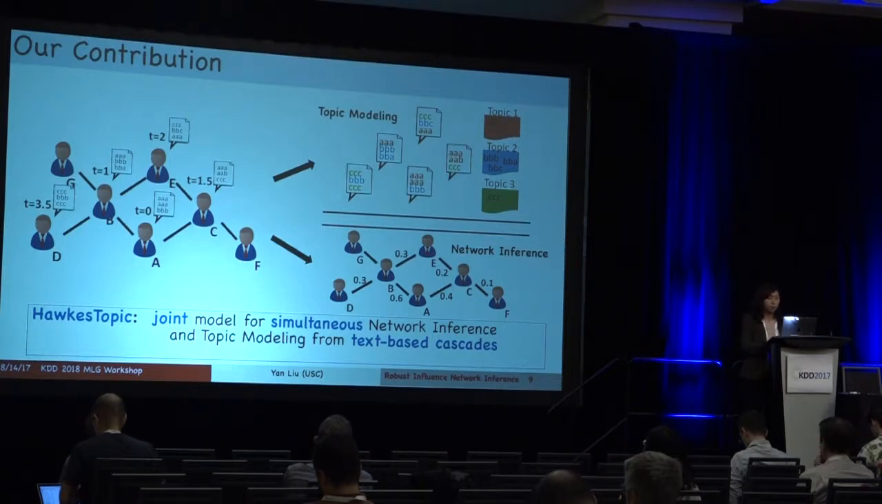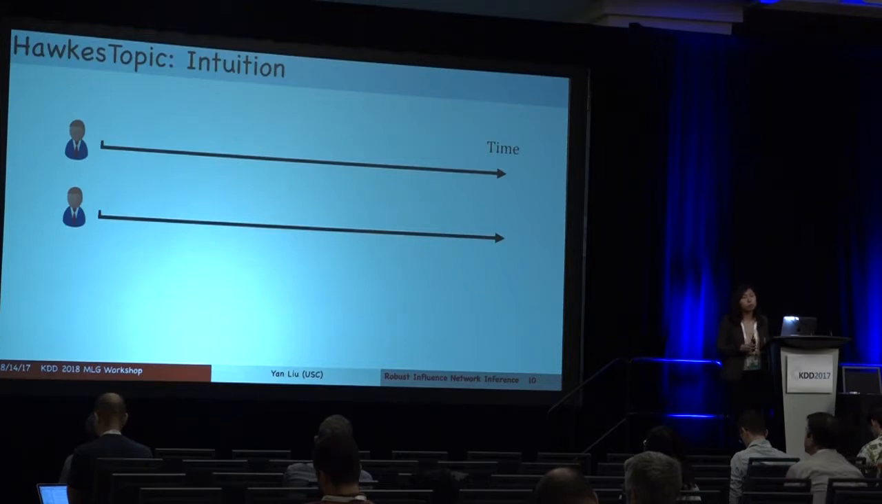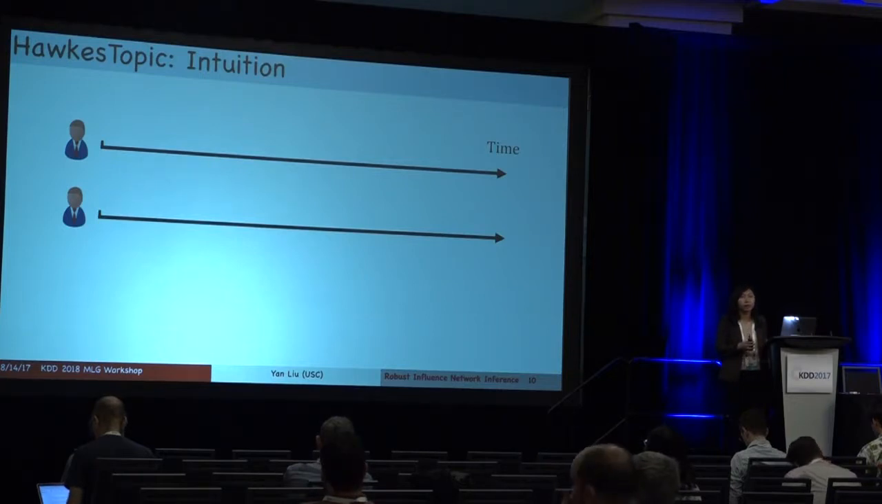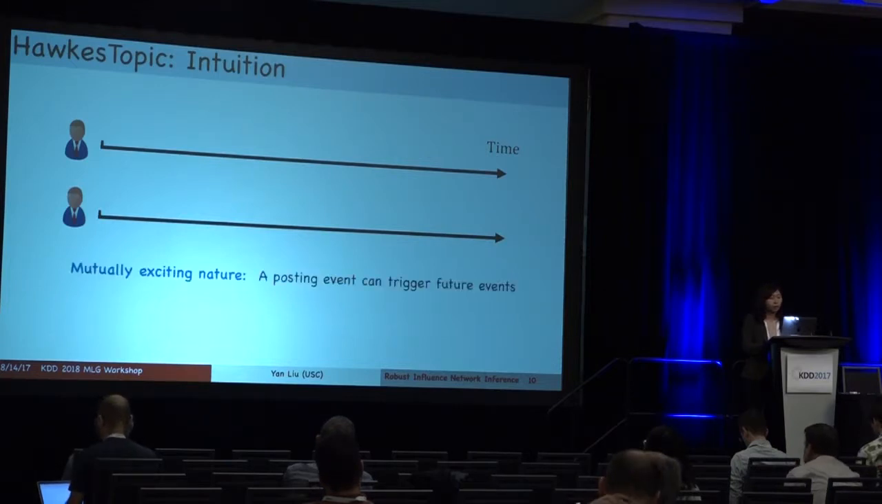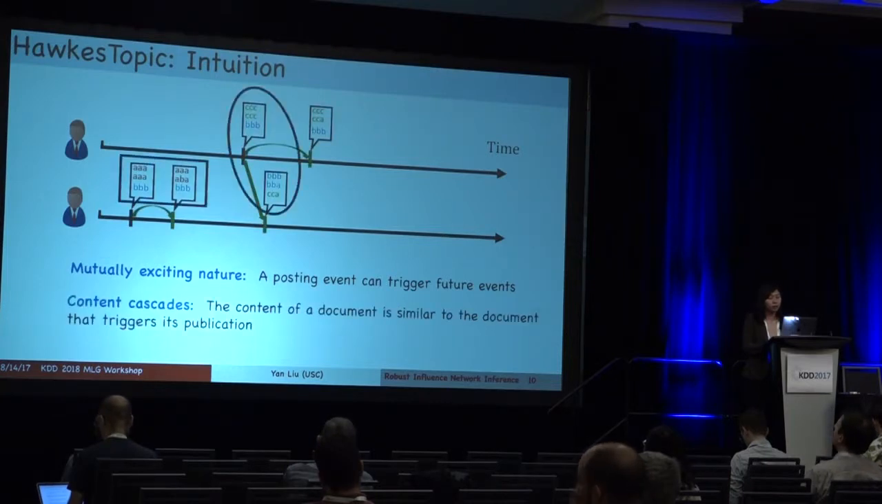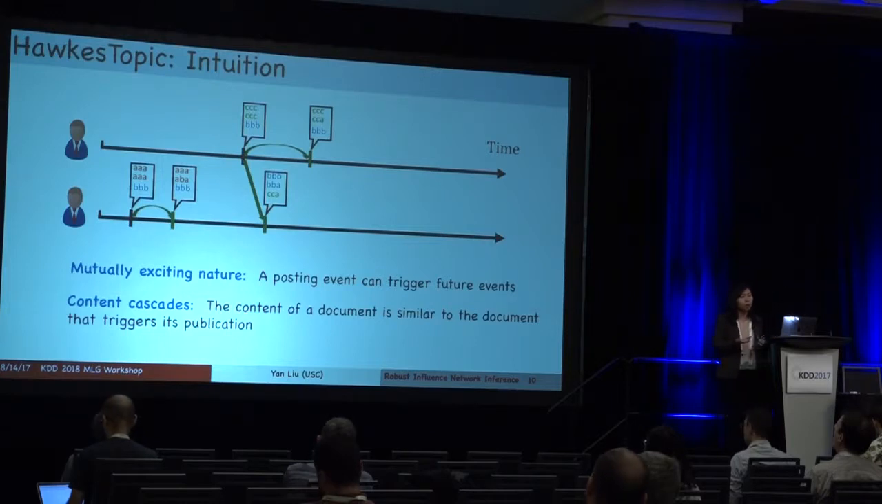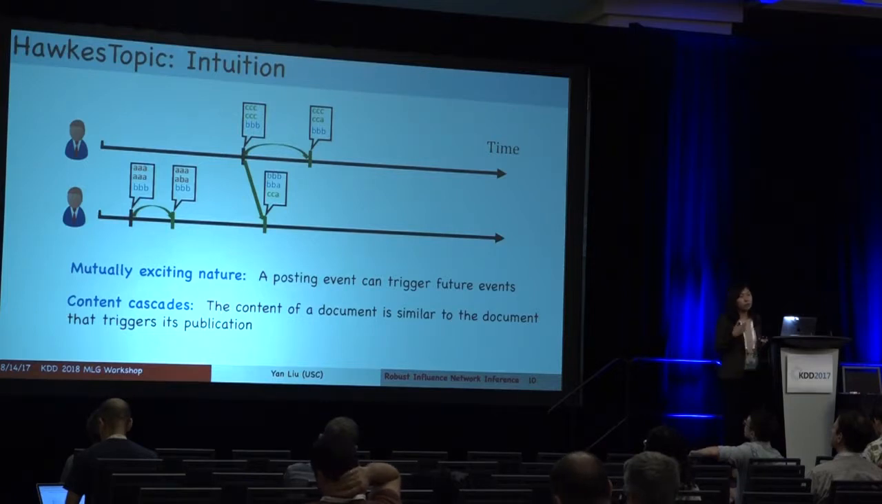these text-based cascades. In order to explain the model, which is relatively complex, I first want to give you an intuition of how we develop the Hawkes topic model and incorporate both the cascade information and content information. Usually, what we observe in terms of event-based cascades is a series of events like this. And then we try to model the cascades through this mutually exciting nature, which can usually be modeled through the Hawkes process model. The advantage of this mutually exciting nature is that we are able to monitor and capture how a posting event can trigger another posting event.